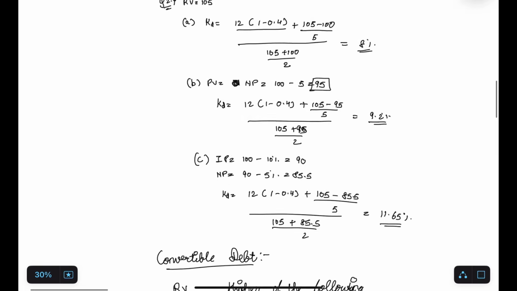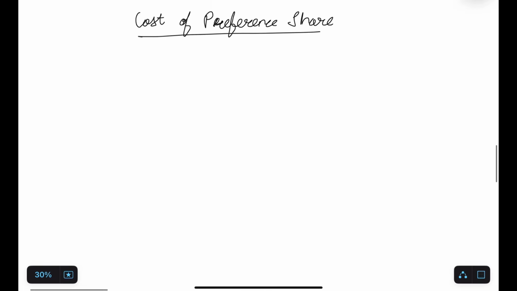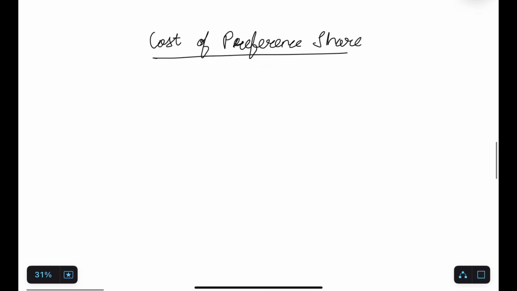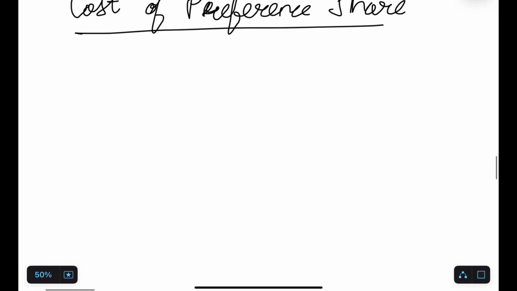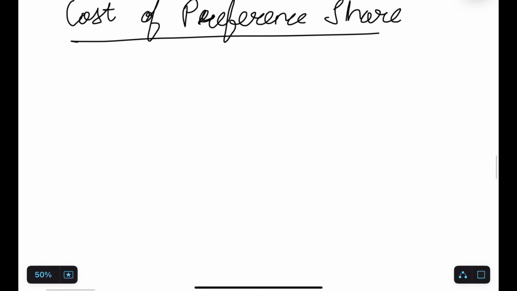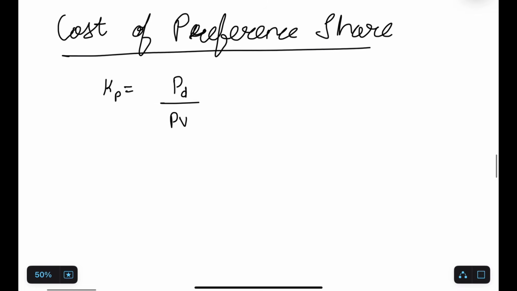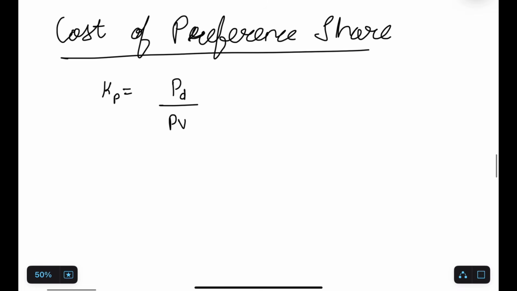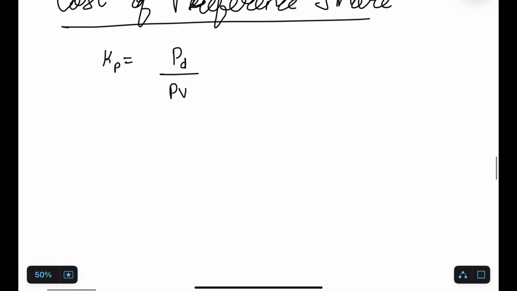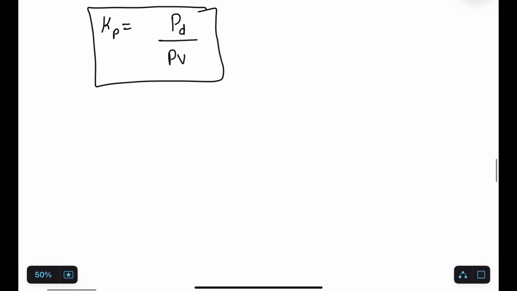So in preference share, it becomes very simple, as we just have to consider the amount of preference dividend which we are giving, which is also pretty much fixed. So cost of preference share, KP, is nothing but preference dividend by PV. PV is exactly the same as what we discussed above: net proceeds, issue price, market price, and face value. This is the cost of preference share in case of non-redeemable preference share.